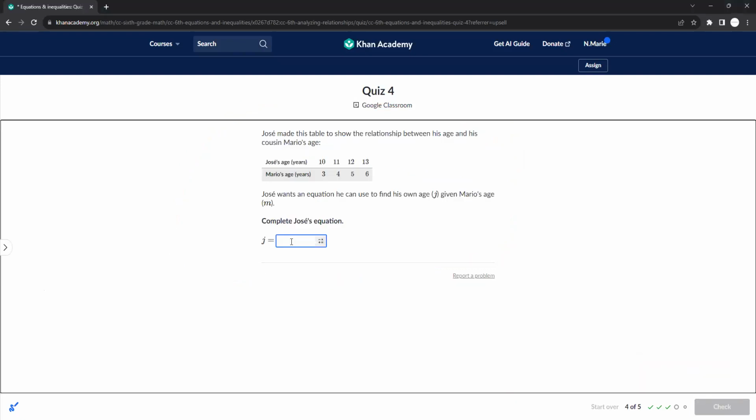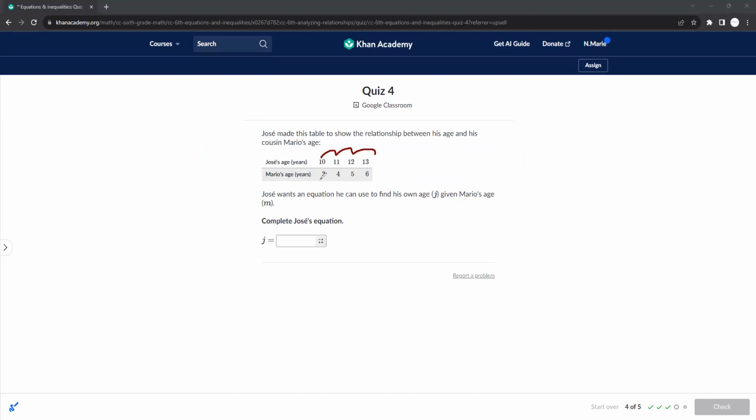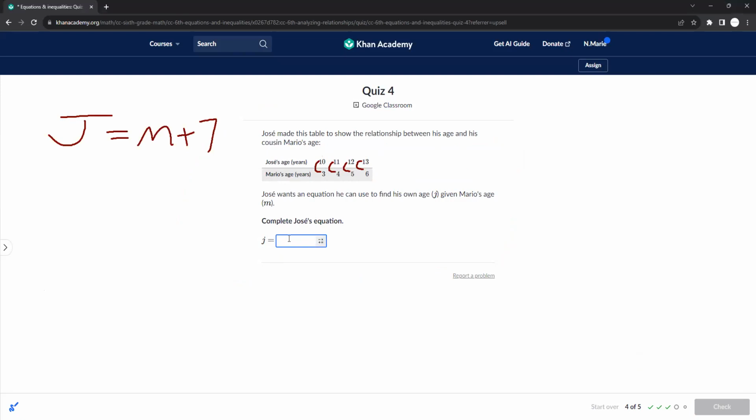Same thing here. We want to set it up. So Jose made this table to show the relationship in age. You can see this goes up by 1 and this one goes up by 1. So J is Jose's age. You can see Jose's age is 7 more each time than Mario's. So M plus 7, right? If I did 3 plus 7, I get 10. 4 plus 7, each time you add 7 to Mario's age, you get Jose's age.